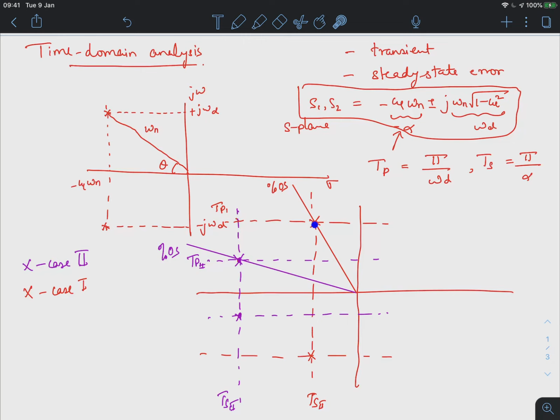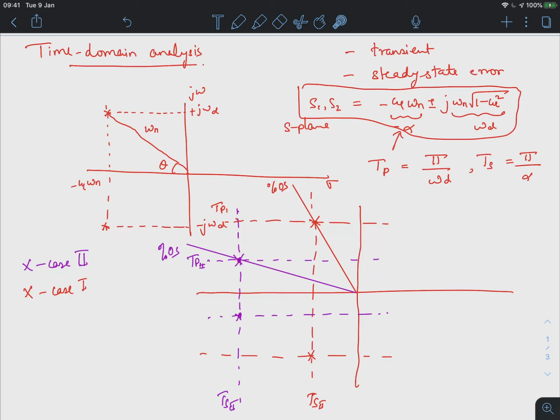So you see, if the pole is at this location, meaning to say closer to the origin on the real axis and farther on the imaginary axis, then we would have the peak time greater than the peak time of the other case. Similarly, the settling time would be lower for this case as compared to this one. Okay, so this is how you can plot the different transient performance specifications on the pole zero plot.